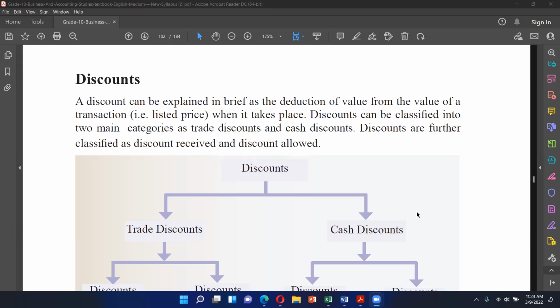Cash discount, as opposed to trade discounts, is mainly for your debtors and from your creditors. They deduct from the amount they are supposed to receive or from the amount they are supposed to pay. That deduction we call cash discounts. Cash discounts you broadly divide into two: discount allowed and discount received. Discount allowed is an expense. You offer discounts from the amount you're supposed to receive from debtors.